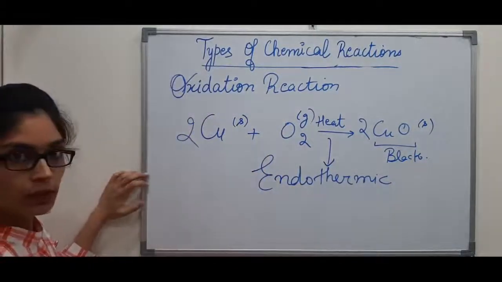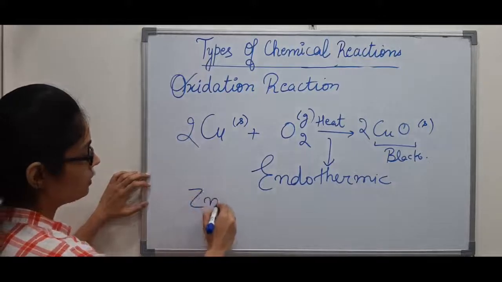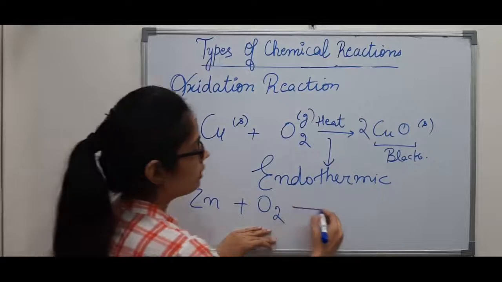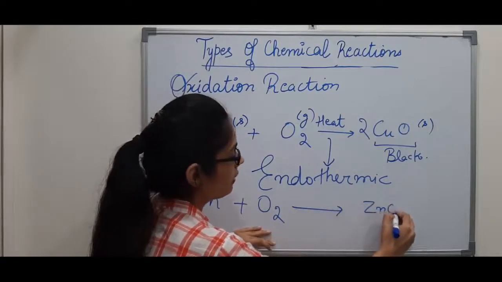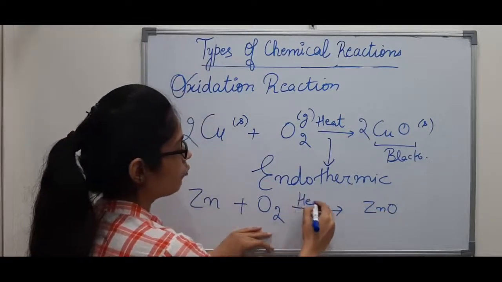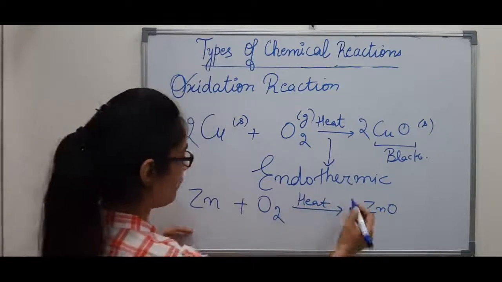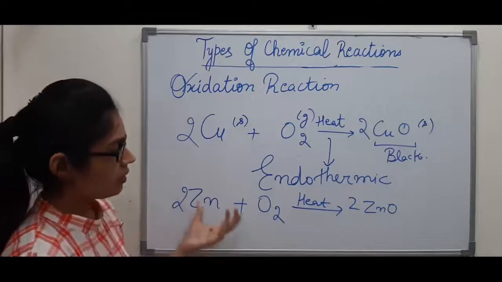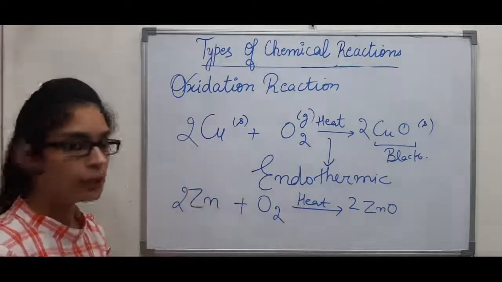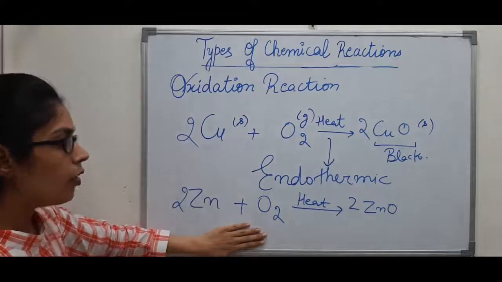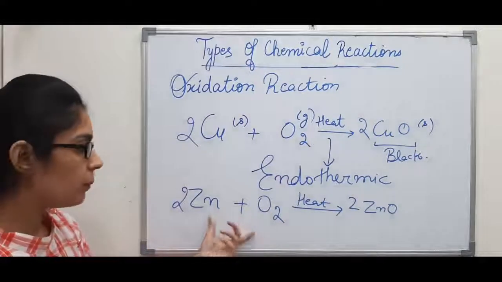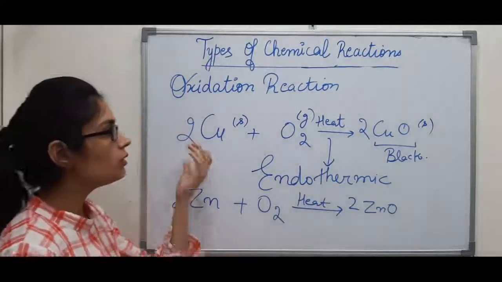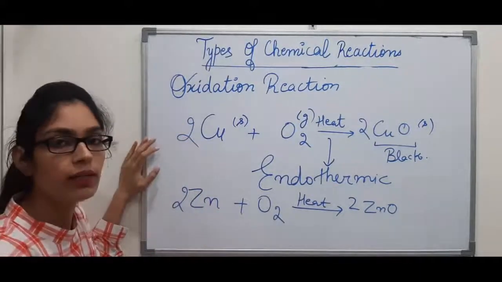Now let's do it with zinc. If I add zinc with oxygen, it will give me zinc oxide. Again we have to apply heat. I can balance the equation also. See, this is a similar example to the one we discussed previously. It can be an oxidation reaction, a combination reaction, and an endothermic reaction also. So this was all about the oxidation reaction.